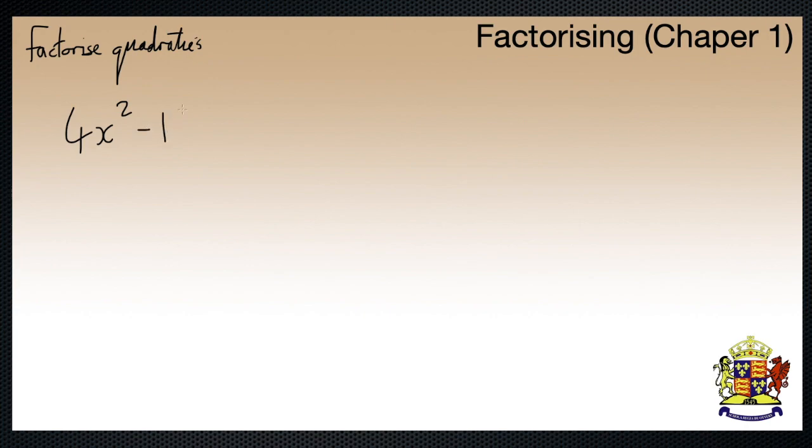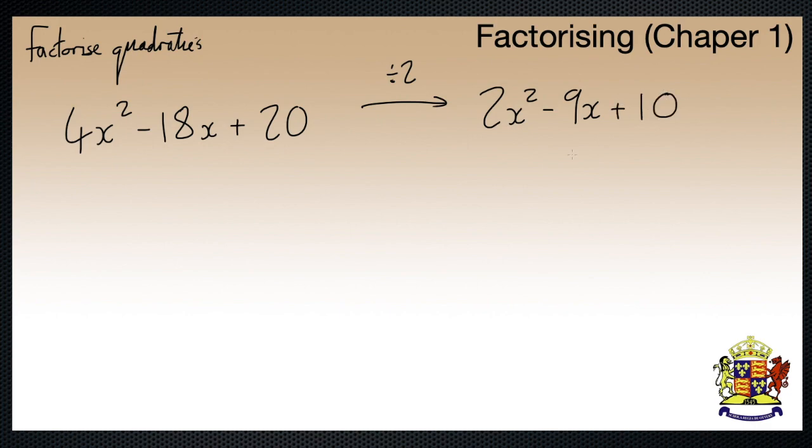4x squared minus 18x plus 20. Okay, now there's two things I could actually do here. I could, if I wanted, simplify this by dividing it all through by 2. I'm going to leave that to the side for the moment. I could do 2x squared minus 9x plus 10. We'll come back to that. But let's have a go at it as it is for the moment. 4 times 20 is 80. Two numbers which times together to make 80, which both must be negative. Okay, this rule still applies, minus plus, so it's going to be minus 8 and minus 10.